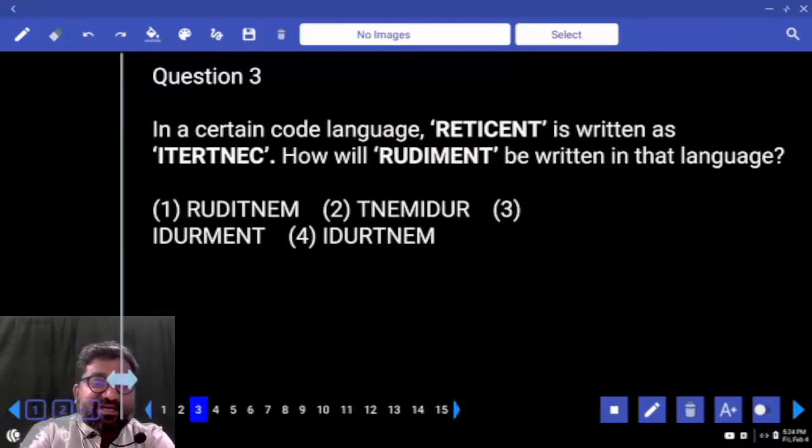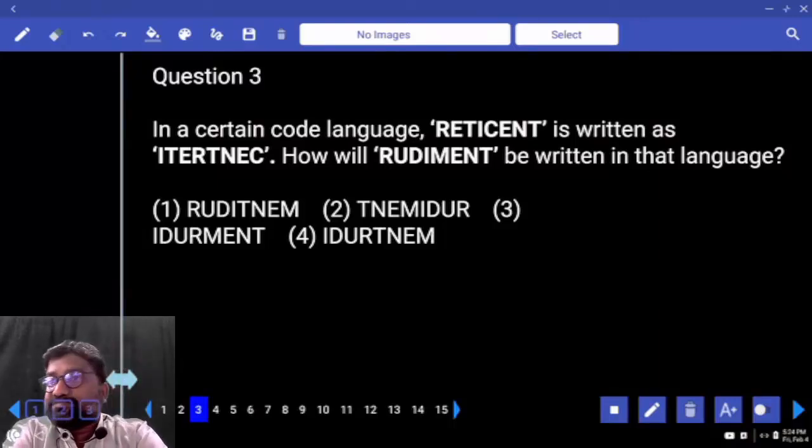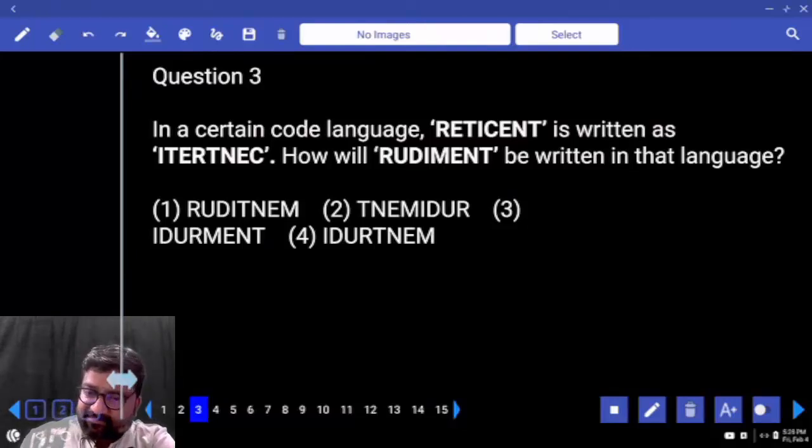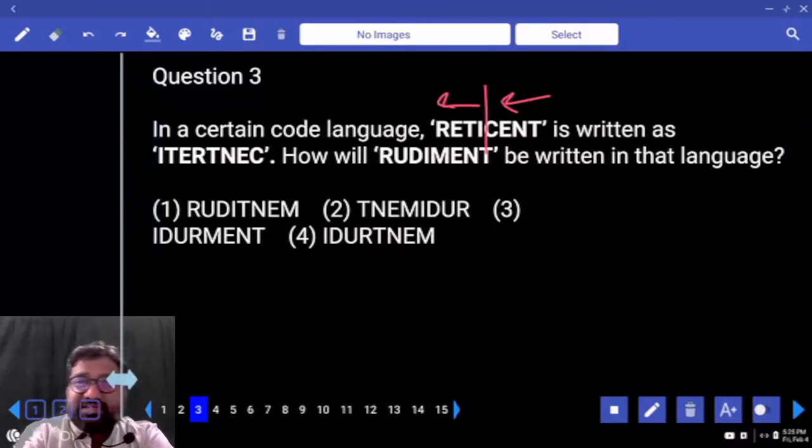Now what about this? RETICENT is written as ITERTNEC. Coding and decoding. Your first duty is to identify whether the letters present in the word and the letters present in the code are repeating or not. Same letters. Then we'll try to understand the pattern. I'll divide the word into 2 halves. First 4 letters, last 4 letters. Reverse the first 4, ITER. Reverse the last 4, TNEC.